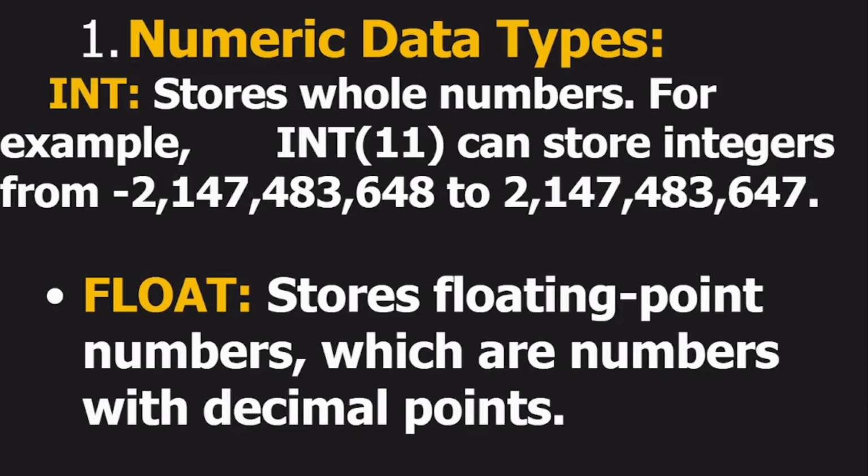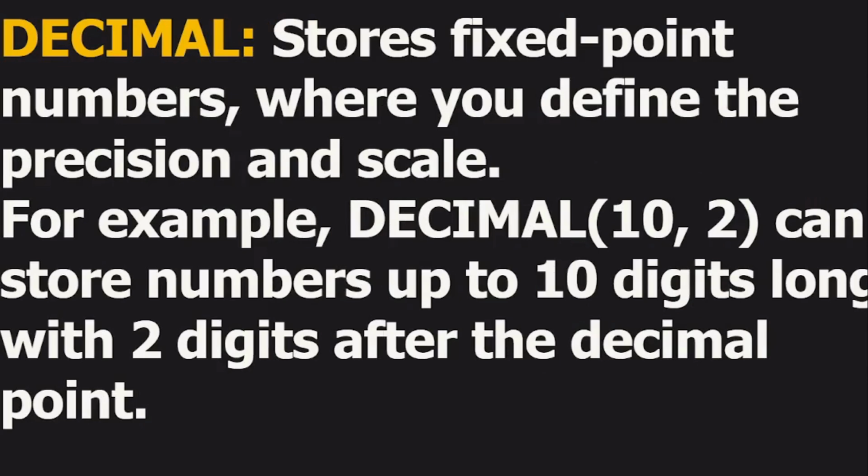Numeric data types. They are used to store numeric values, including integers and decimals. Int, which stores whole numbers. For example, int can store integers. Float stores floating point numbers, which are numbers with decimal points. Decimal stores fixed point numbers where you define the precision and scale.